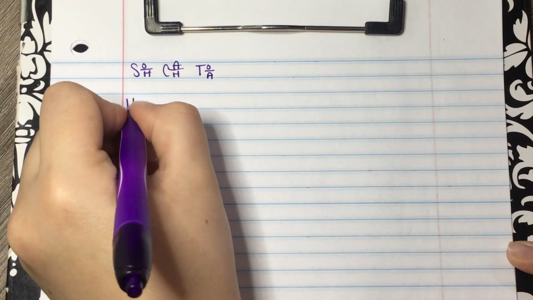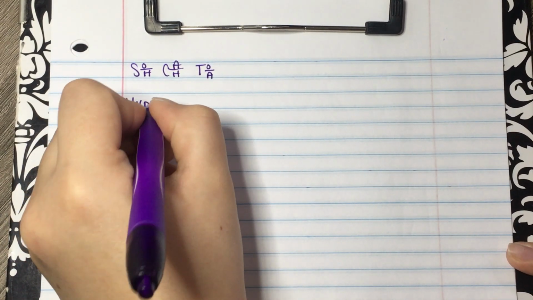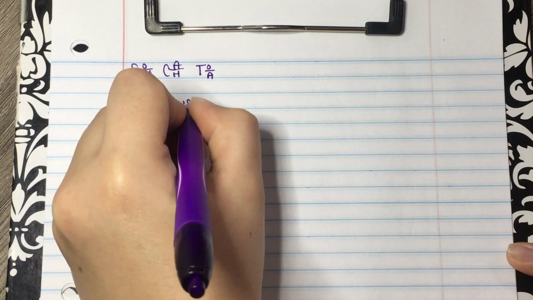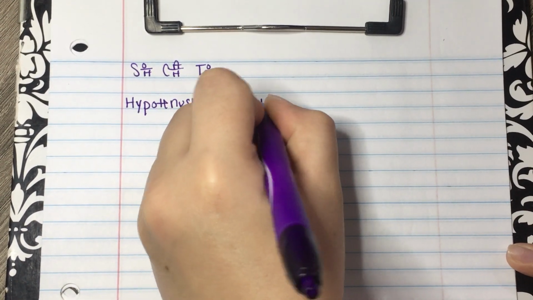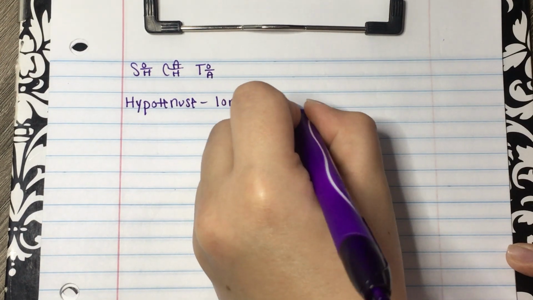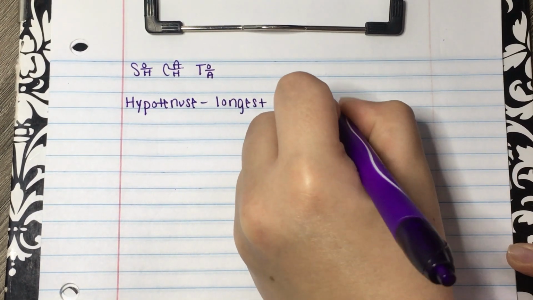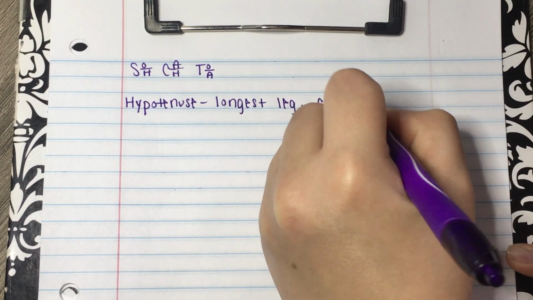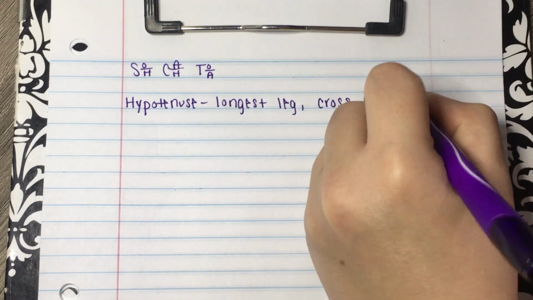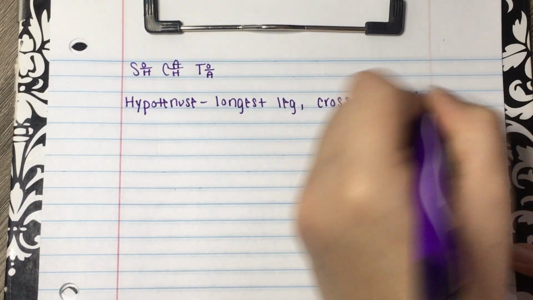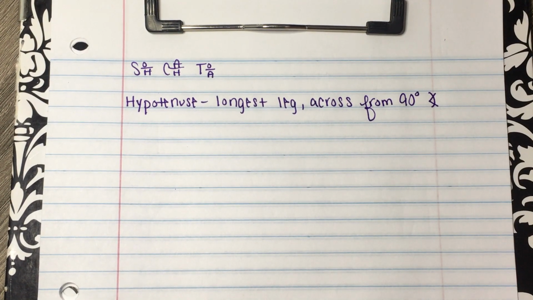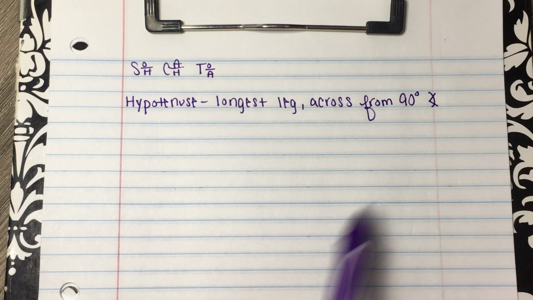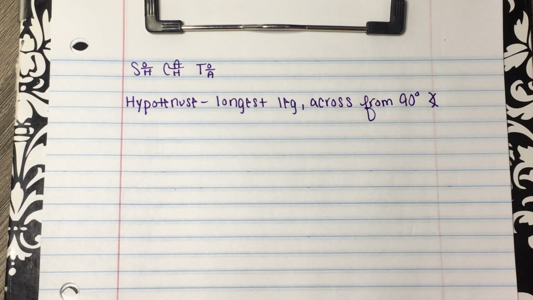First, we're going to start off by defining what our hypotenuse is. We should know by now that it is our longest side. I said it a few times, but really it's going to be the side that's also across from our 90-degree angle. And with the SOHCAHTOA, we're going to have to label which one is our hypotenuse. So I want us to know that this is across from the 90-degree angle.